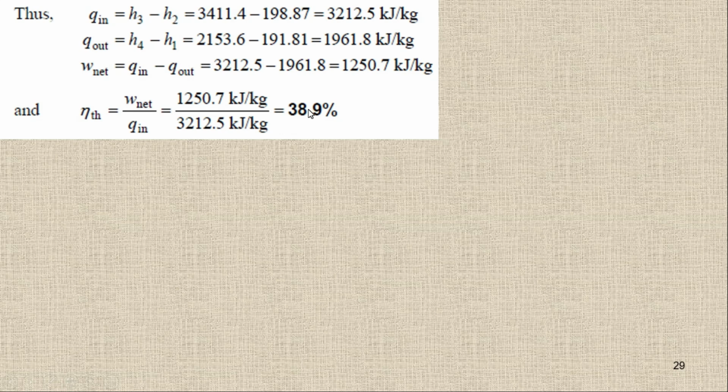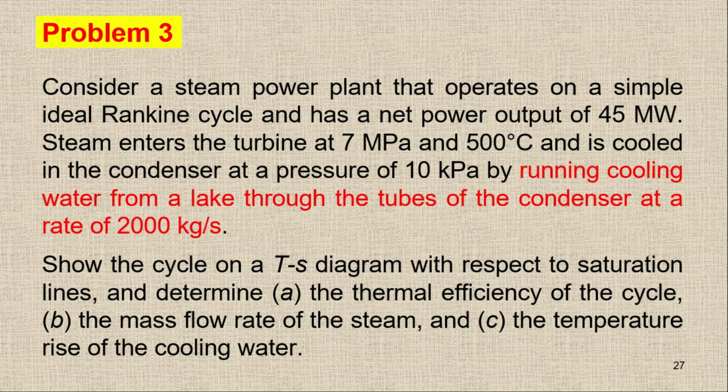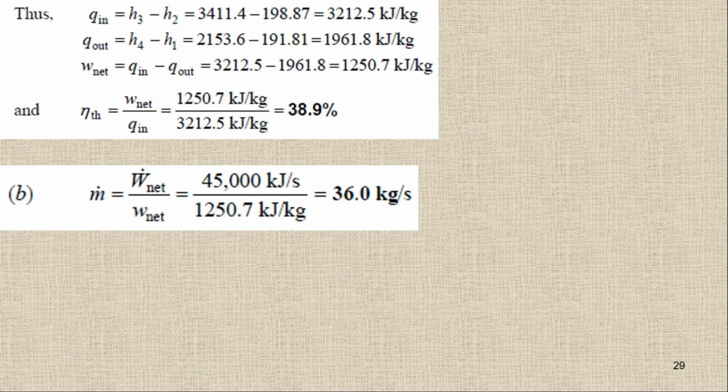In the next part, he is asking to find the mass flow rate of the steam, and the 45 megawatt is already given. So this is the W net, which is the capital one. W net is equal to m dot times the specific w net. So the mass flow rate will be the W net upon the specific work net. In this way you can find the mass flow rate of the steam flowing inside the cycle.